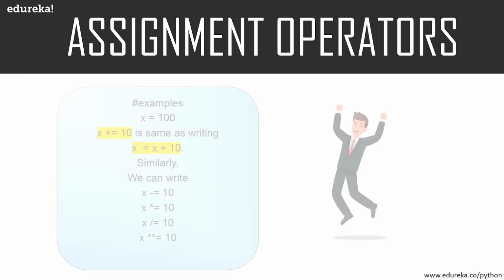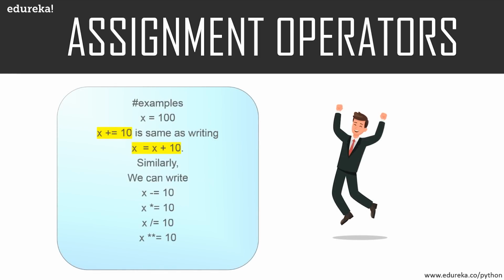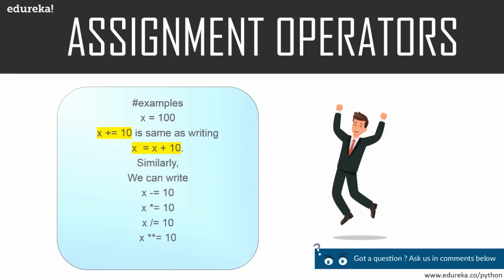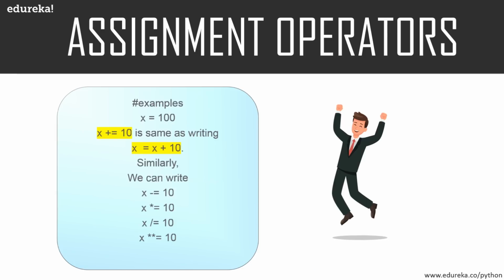For example, let's say we have a variable x which has a value 100. Now when I write x plus is equal to 10, it is going to mean the same as x is equal to x plus 10. Similarly, we can write x minus is equal to, multiplication is equal to, division is equal to, or exponentiation is equal to. Now let's try to understand these assignment operators in Jupyter Notebook.